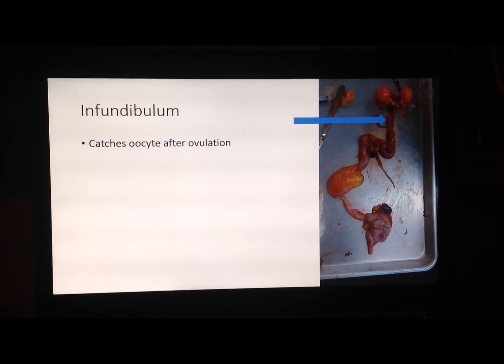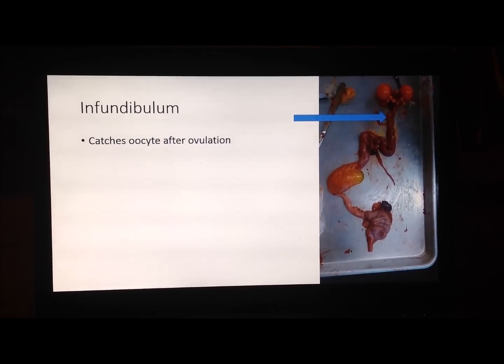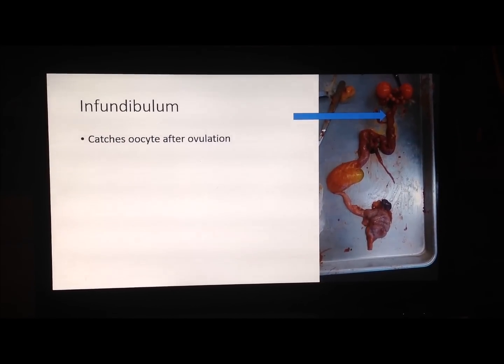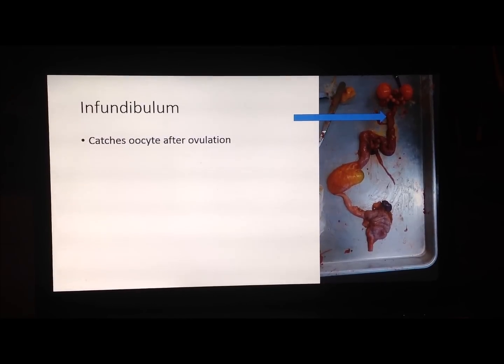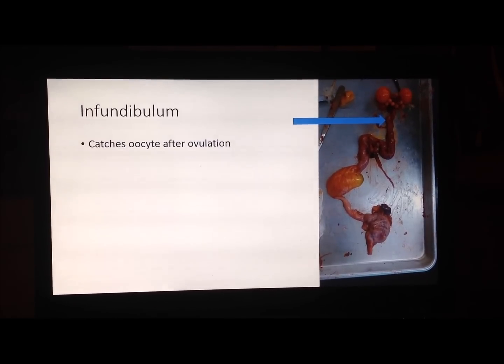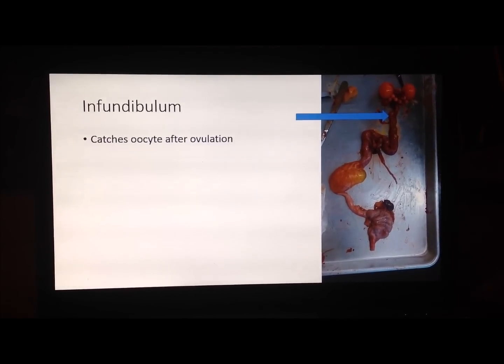The infundibulum is a portion of the oviduct that catches the oocyte after ovulation and directs it into the magnum of the oviduct. The infundibulum is one of the 2 sites of sperm storage in the avian species.